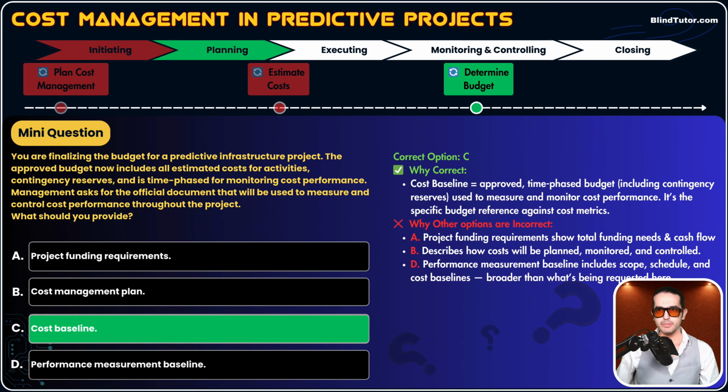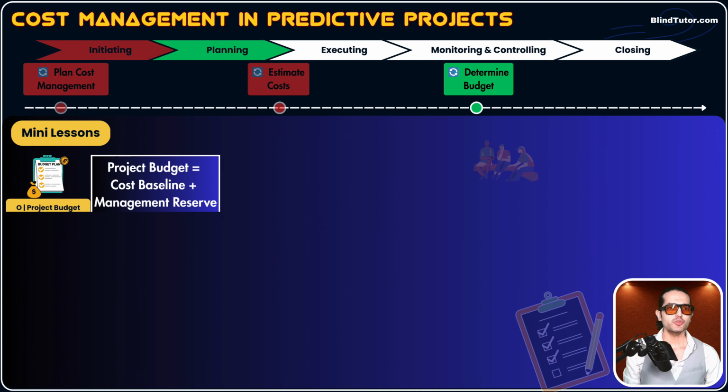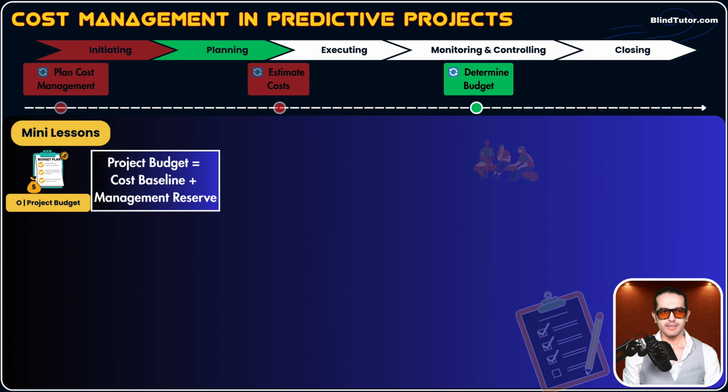Now let's continue our mini lessons with the second output of the determine budget process. Let's get it done. All right, guys, the second output of the determine budget process is project budget, okay? Let's make it clear and simple, guys. Project budget means cost baseline plus management reserve.